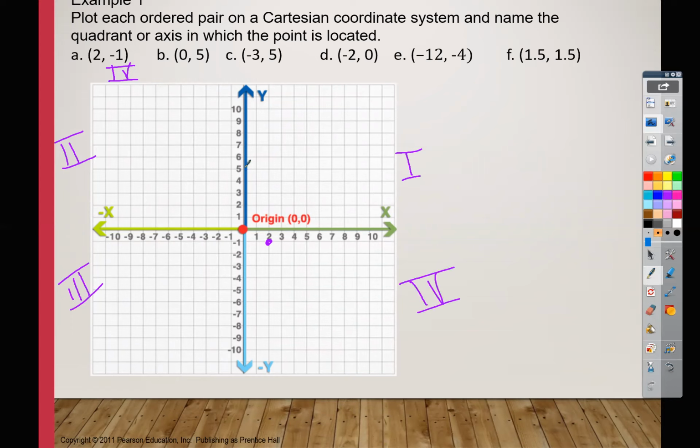(0, 5) is on the y-axis, because we're going 0 to the left or right, 5 up. (-3, 5) goes to the left 3 and up 5. (-2, 0) is on the x-axis. The next one is right over here, and the one after that would be way over there. And (1.5, 1.5) is right in the middle of the first quadrant.